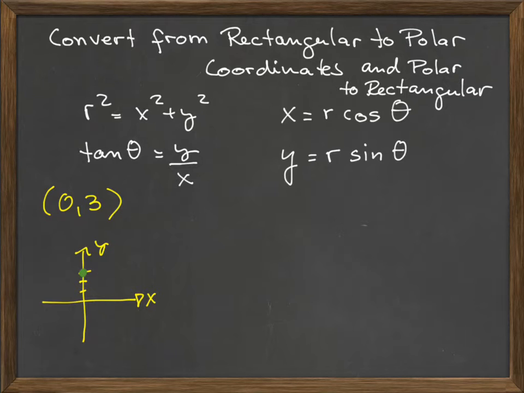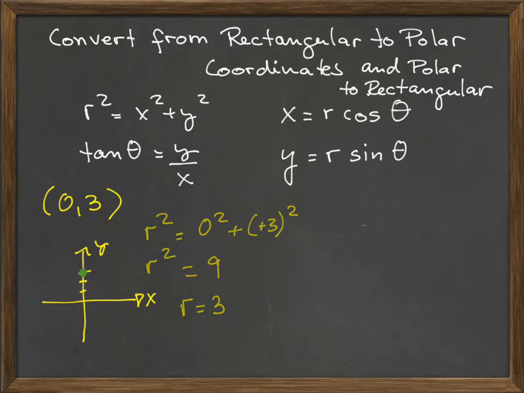Now we want to find the polar coordinates. So let's take a look. We have r squared is equal to 0 squared plus positive 3 squared. So r squared is equal to 9, and that makes r the square root of 9, which is 3. So r is 3.